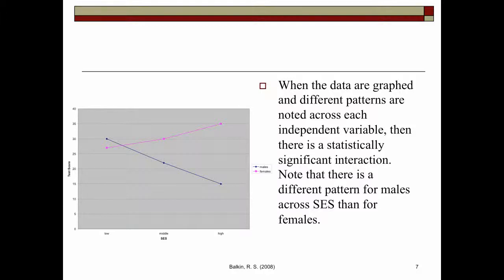That would not be the case here. Notice here that depression scores for low SES males are the highest, but for females, depression scores were highest for the high SES group. We can't generalize across each of the independent variables now because what's going on for males is very different than what's going on for females. We would need to evaluate males and females separately.